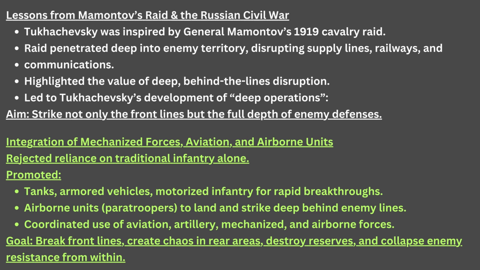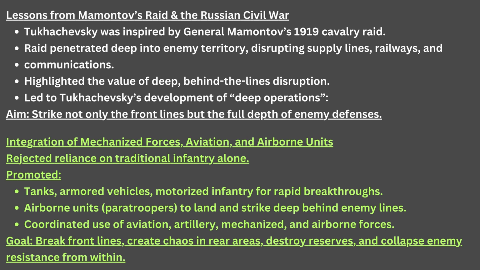Tukhachevsky rejected relying on traditional infantry alone. He promoted tanks, armored vehicles, and motorized infantry for rapid breakthroughs, airborne units, paratroopers, to land deep behind enemy lines and strike where the enemy least expects. His approach involved coordinated use of aviation, artillery, mechanized forces, airborne units. Goal: break through front lines, create chaos in rear areas, destroy enemy reserves, collapse the enemy's resistance from within. This multi-layered attack was designed to overwhelm the enemy at every level.